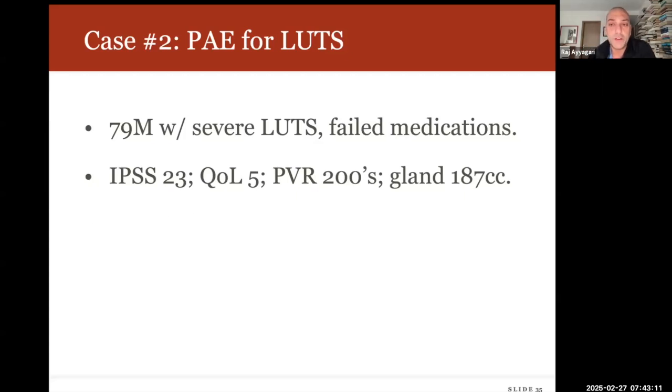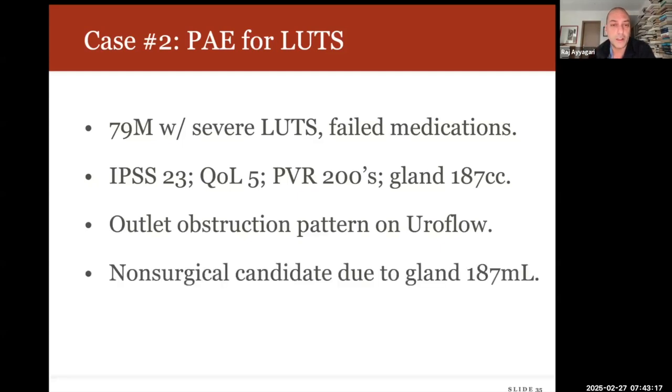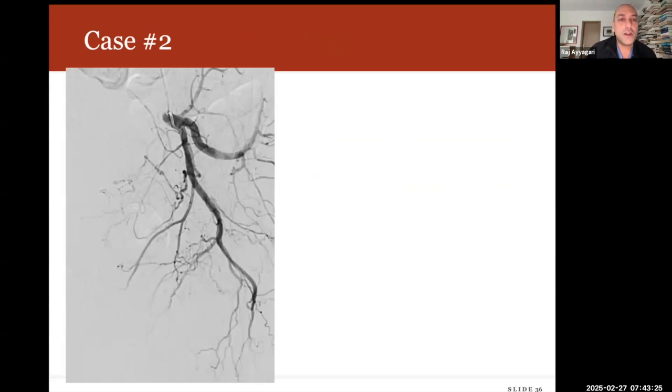His gland was big, 187. And he had that uroflow study where he urinates in that device, and we measured it, and he had a clearly obstructive pattern. He was not a candidate for surgery because his gland was so big. He'd been having urinary tract infections. So here we are. Our catheter is in the left anterior oblique position, and we're injecting the internal iliac artery.